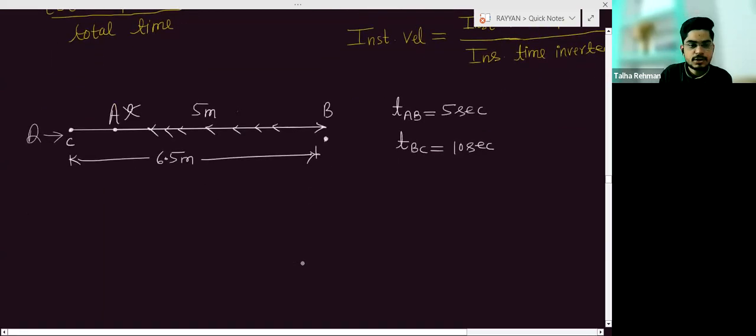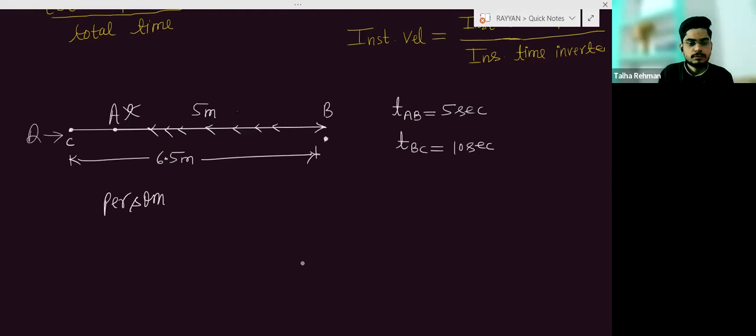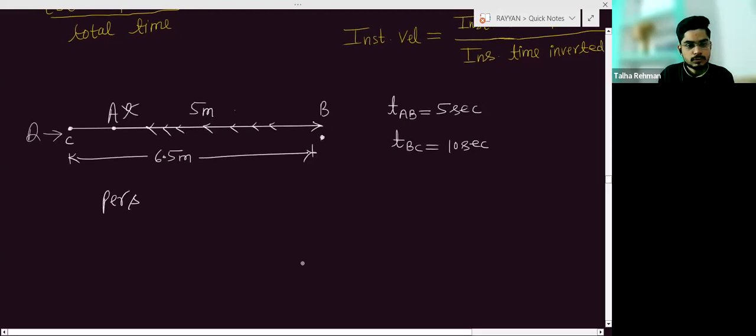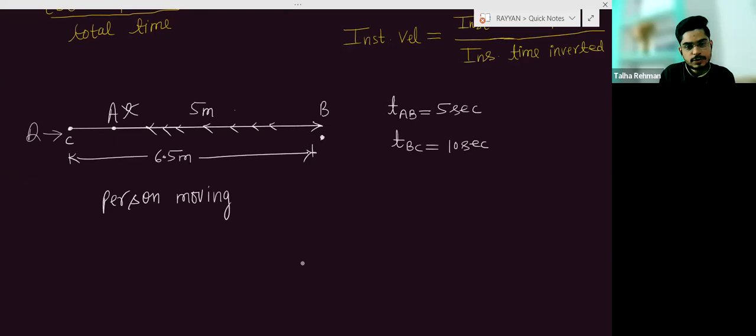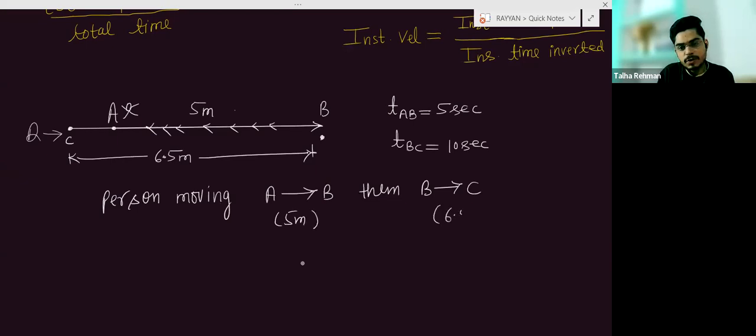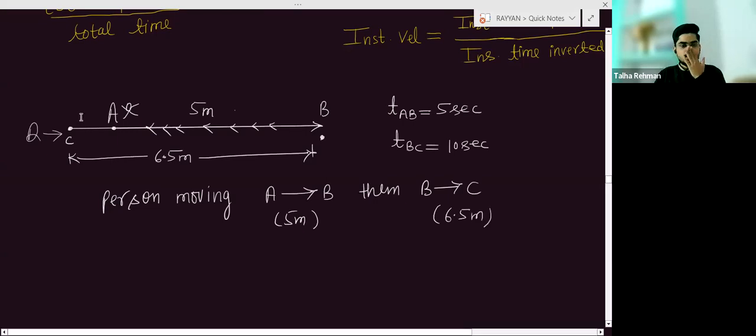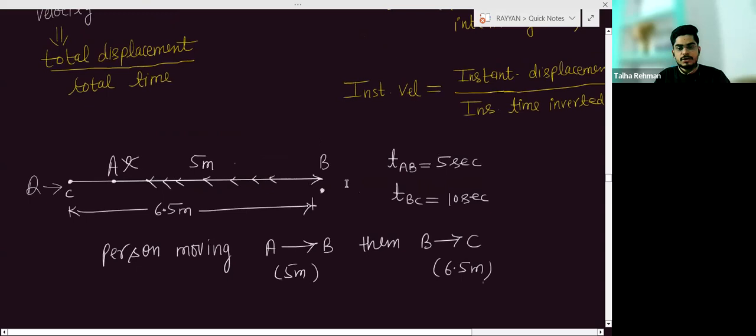So what is happening here in this question? Person moving first from A to B, then B to C, and A to B distance is 5 meter, and B to C distance is 6.5 meter, and time is given. Time in moving from A to B is 5 seconds. Time in moving from B to C is 10 seconds.